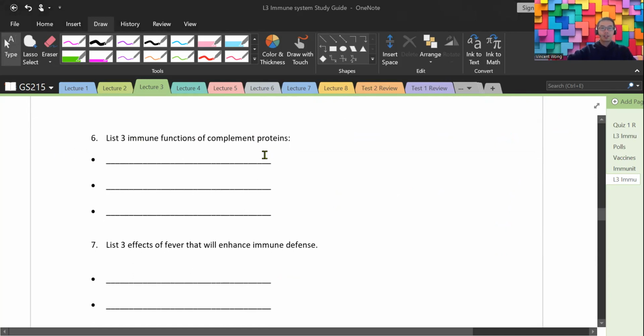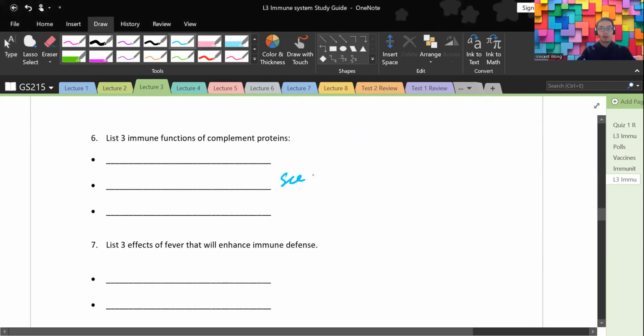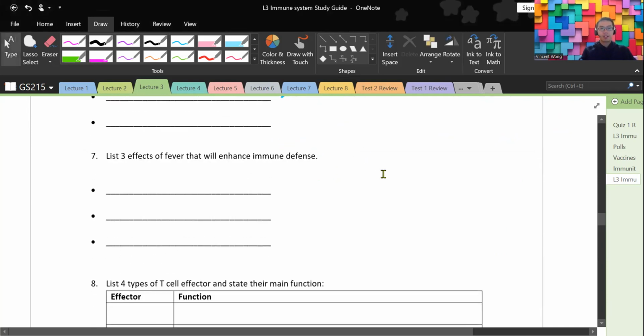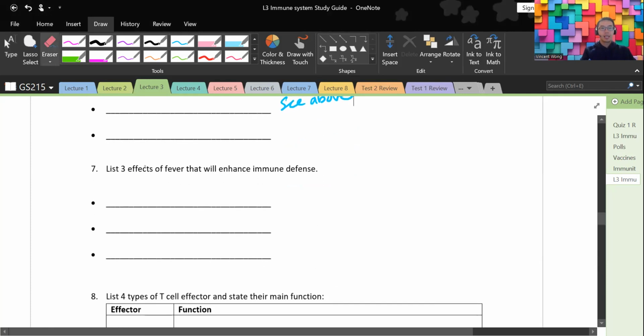3 immune functions of complement proteins. Okay, see above. We did that already. Right. List 3 effects of fever that will enhance immune defense. It will, for example, increase cellular activity. Okay, so e.g., faster phagocytosis.